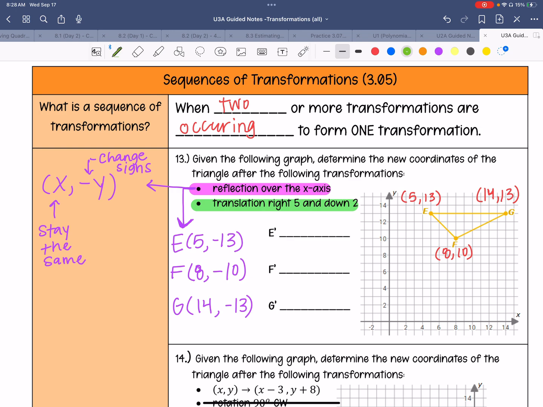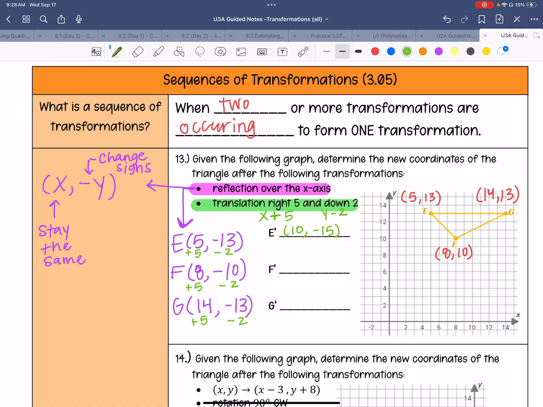Now, the next transformation I'm asked to do is a translation right 5. Remember, right means I am adding. So I'm going to add 5 to my x-coordinate, and down 2 means I am subtracting 2 from my y-coordinate. So for each of these, I need to add 5 to my x-coordinate and subtract 2 from my y-coordinate. So for E, when I add 5 to 5, I'm going to get 10. And when I subtract 2 from negative 13, I get negative 15.